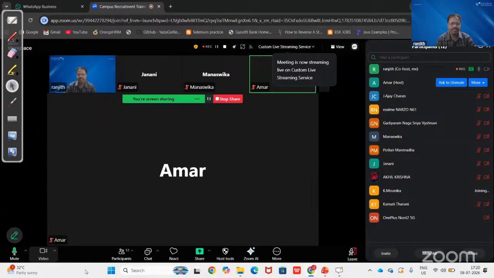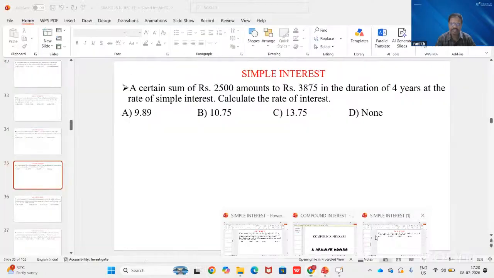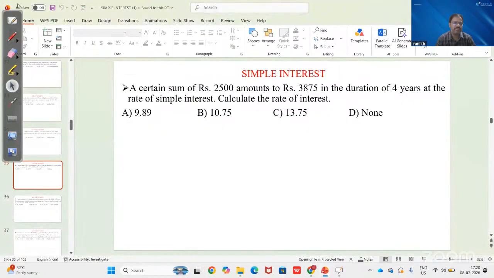Good evening, everyone. So our last topic is simple interest. Let's start the simple interest topic. Can you please try to solve this one? What is the answer?